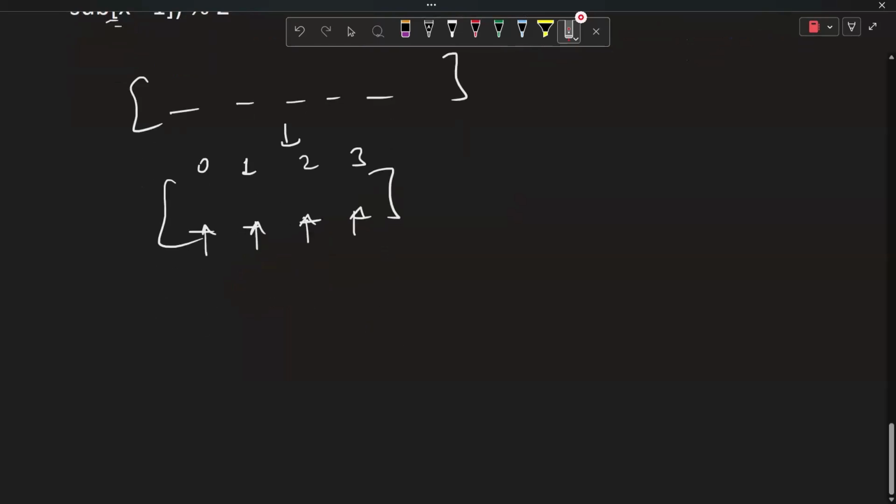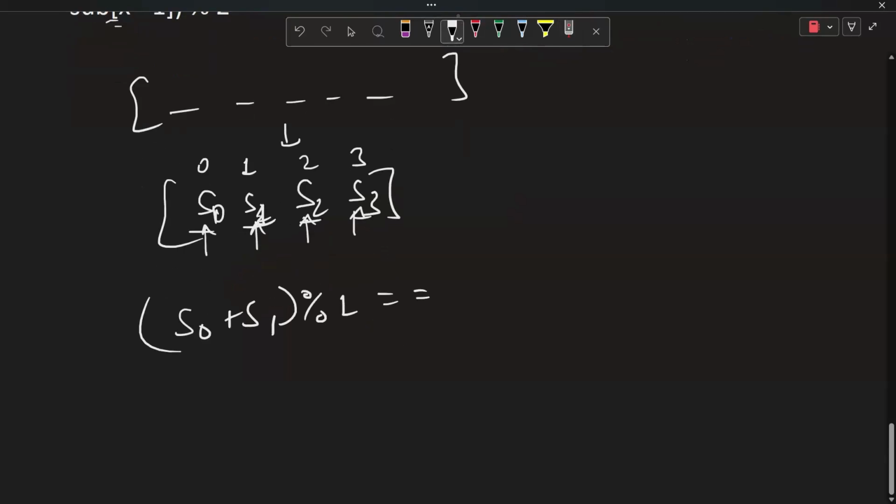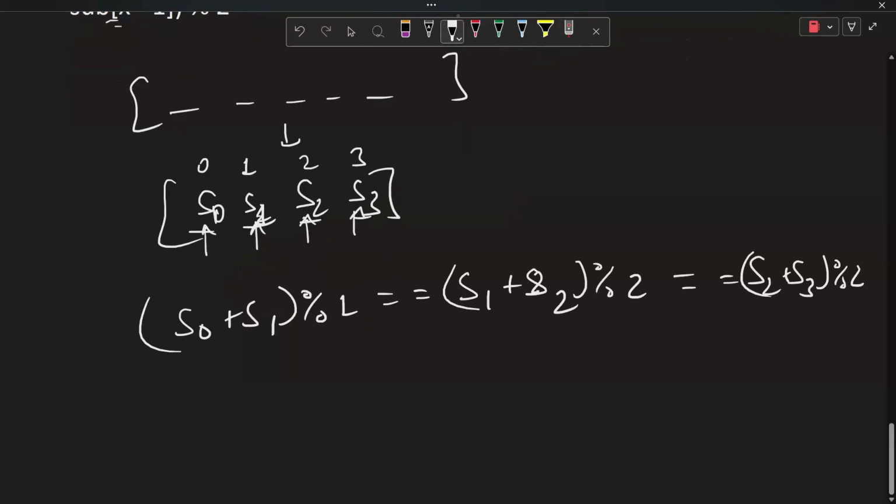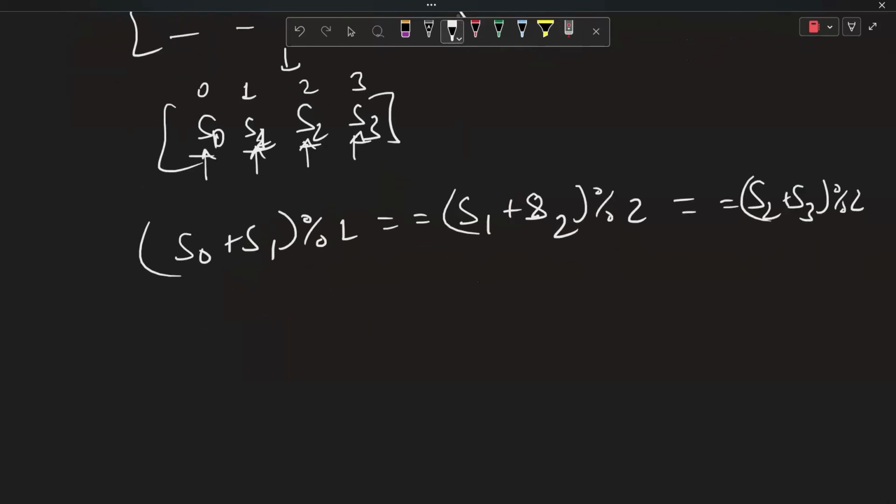Now we are given this condition. I'm telling this is S0, this is S1, this is S2, this is S3. What's the condition we have? We have S0 plus S1 modulo 2 should be equal to S1 plus S2 modulo 2, which should be equal to S2 plus S3 modulo 2. This is the condition we have.